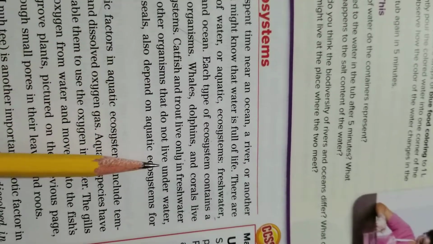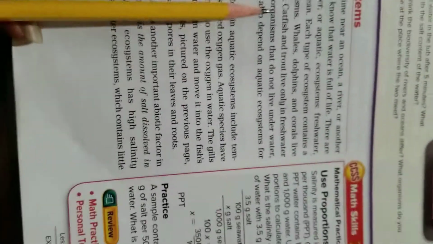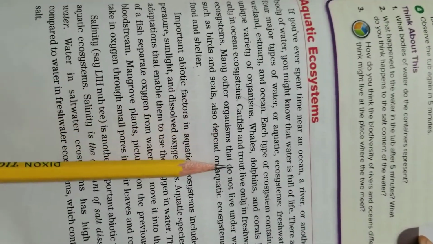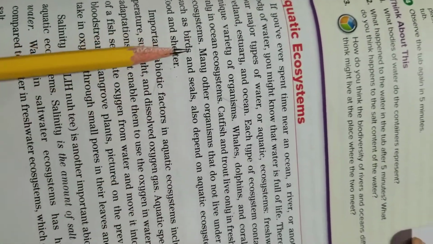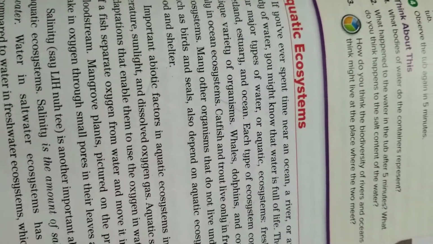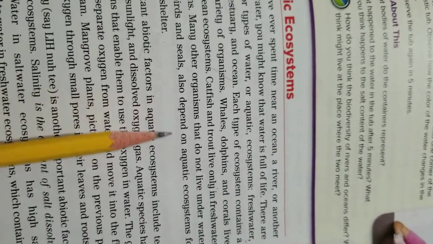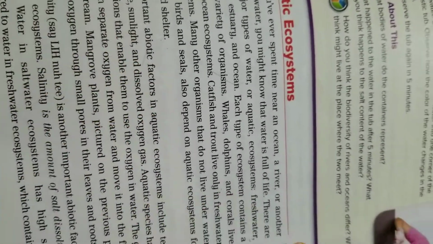Whales, dolphins, and corals live only in the ocean ecosystem. Catfish and trout live only in freshwater ecosystems. Many other organisms that do not live underwater, such as birds and seals, also depend on aquatic ecosystems for food and shelter.